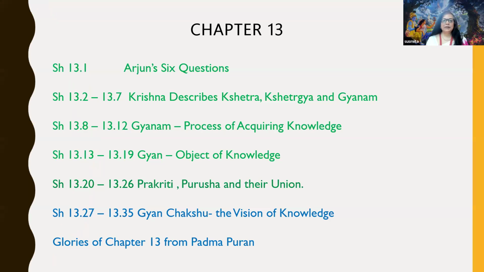This chapter is divided into 6 sections, starting with Arjun's 6 questions, and then Krishna describing Kshetra, Kshetragya, and Gyan, and then Gyan, the process of acquiring knowledge. Then what is Jnanam, the object of knowledge, Prakriti, Purusha, and their union. We have already covered till here. And today we will be going into the last section of this chapter, which is Jnana Chakshu, the vision of knowledge, followed by the glories of chapter 13 from Padma Purana.